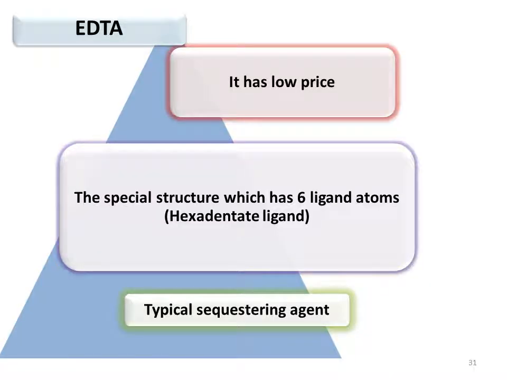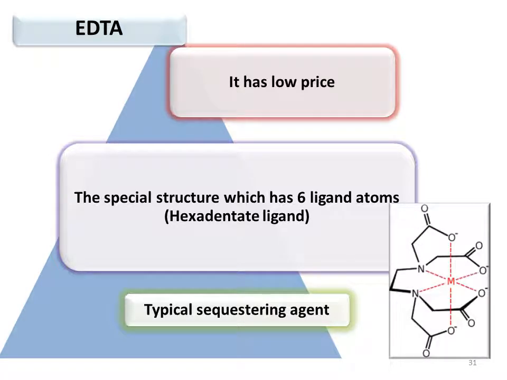Why use the EDTA? It has a low price. It forms a special hexadentate structure with the central metal ion. It is bonded by 6 points of attachment, either horizontally or vertically, to form a spider web on the central metal ion. It is a typical sequestering agent.